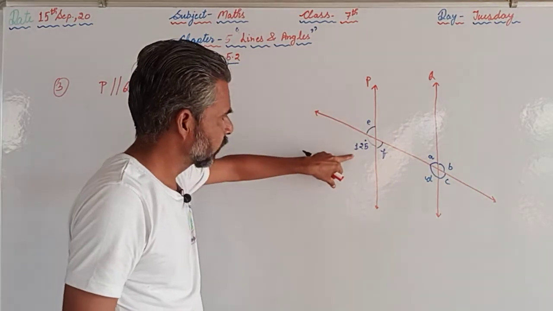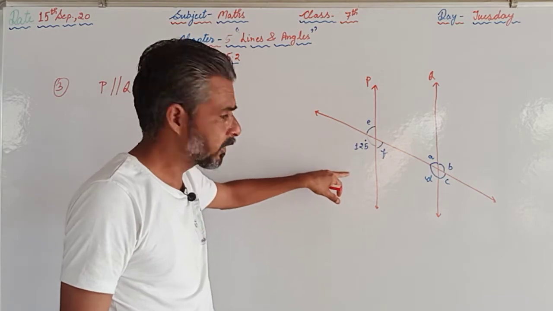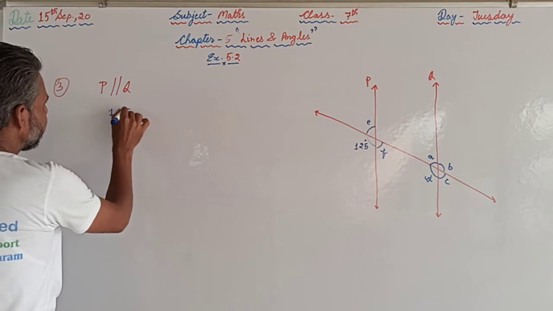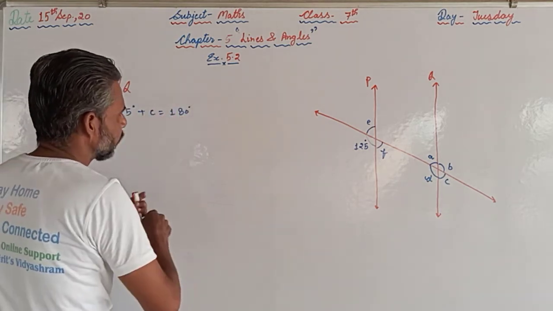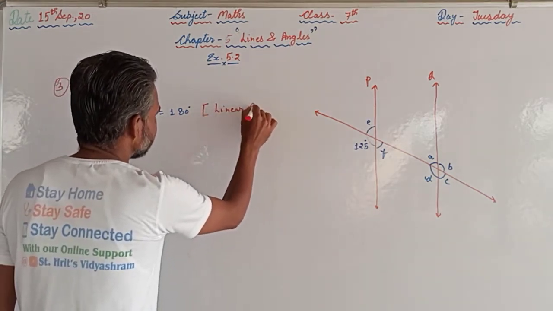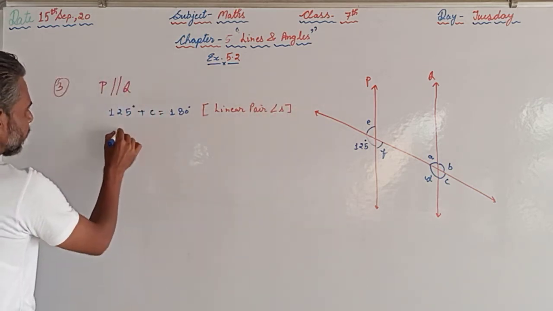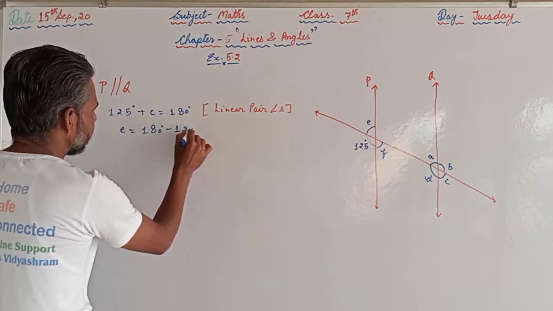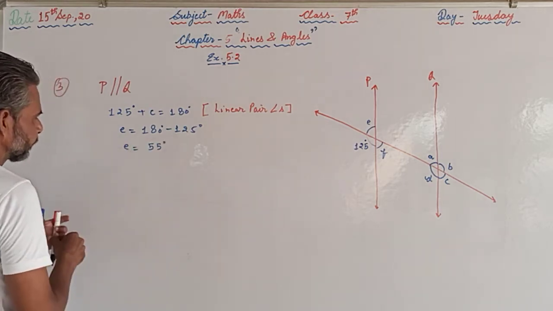E plus 125 degrees will be 180 degrees. Why? Because these two angles are a linear pair, as Q is a straight line. So 125 degrees plus E is equal to 180 degrees. Why? We are supposed to supply the reason: linear pair angles. That's why from here E will be equal to 180 degrees minus 125 degrees, and E will be equal to 55 degrees.